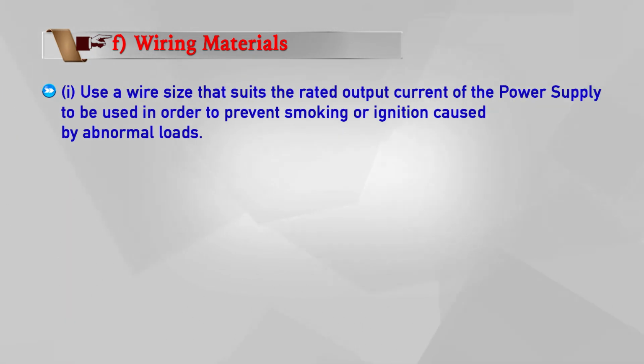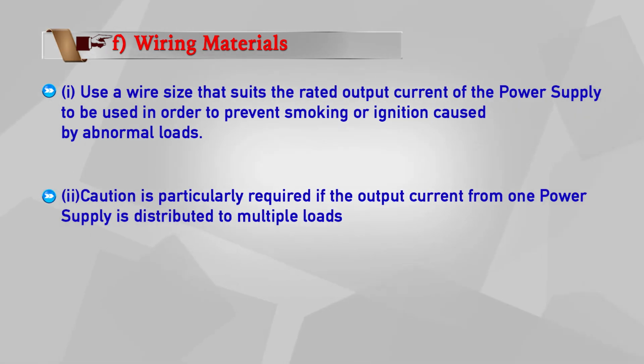Now we are going to discuss the wiring material of the power supply. Use a wire size that suits the rated output current of the power supply to be used in order to prevent smoking or ignition caused by abnormal loads.